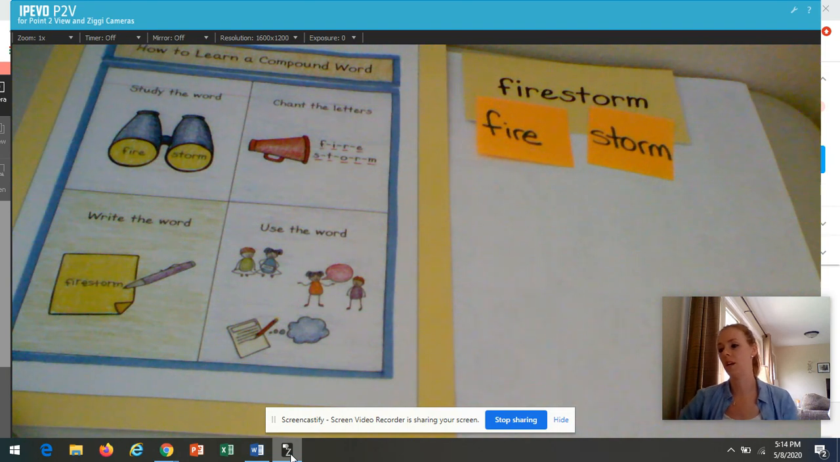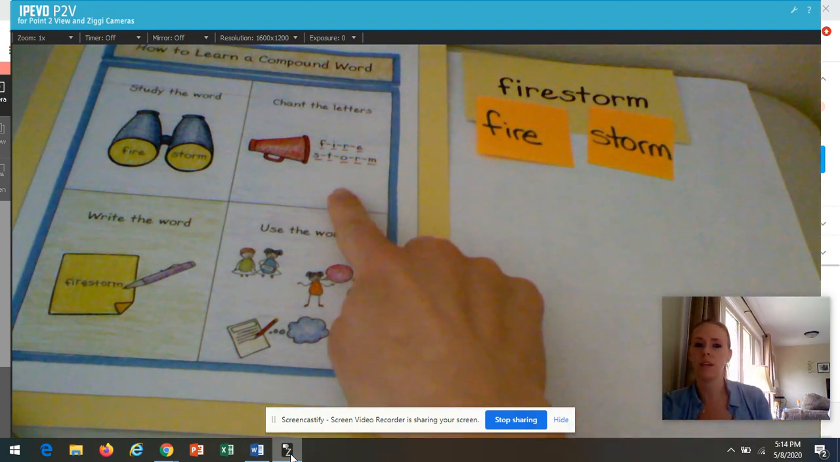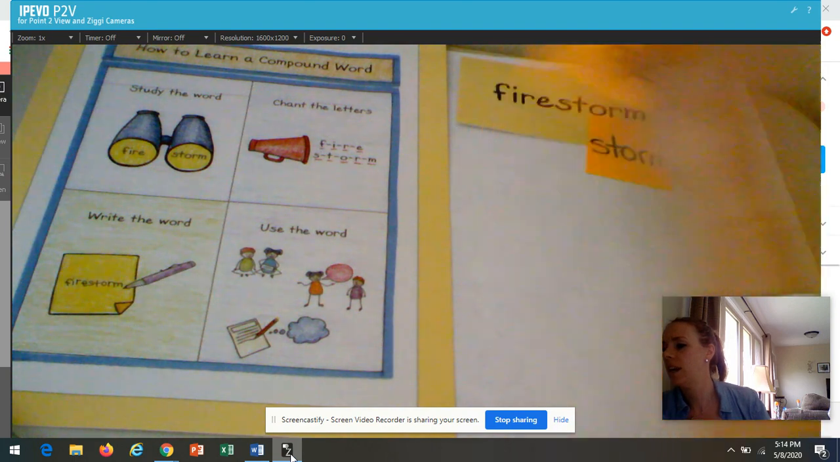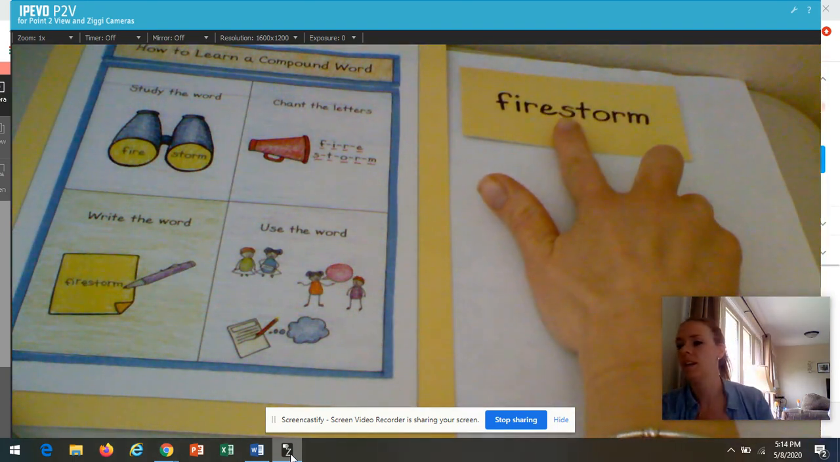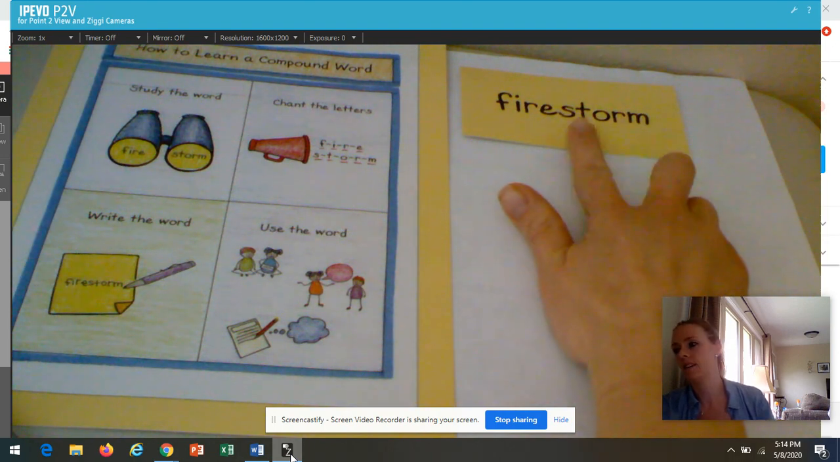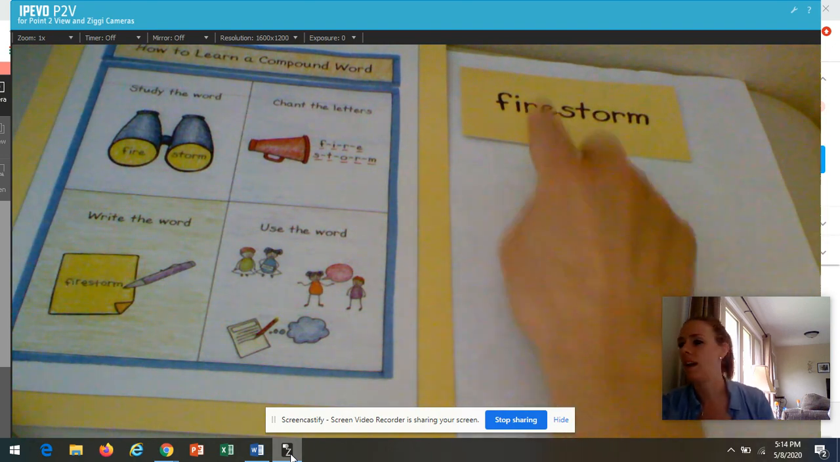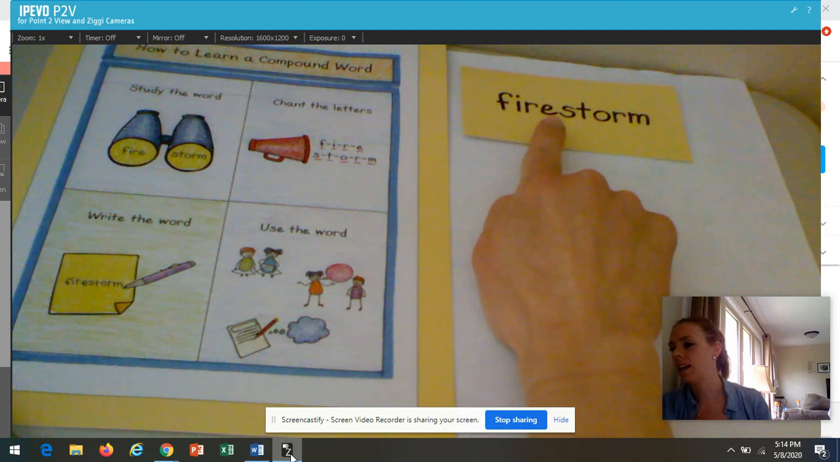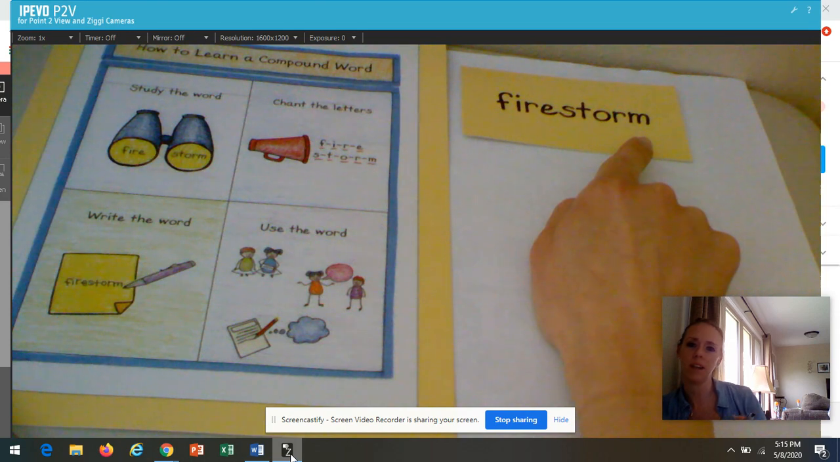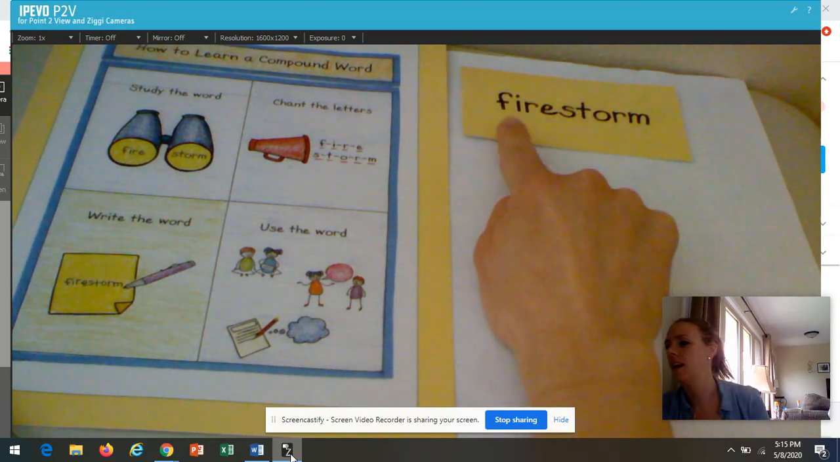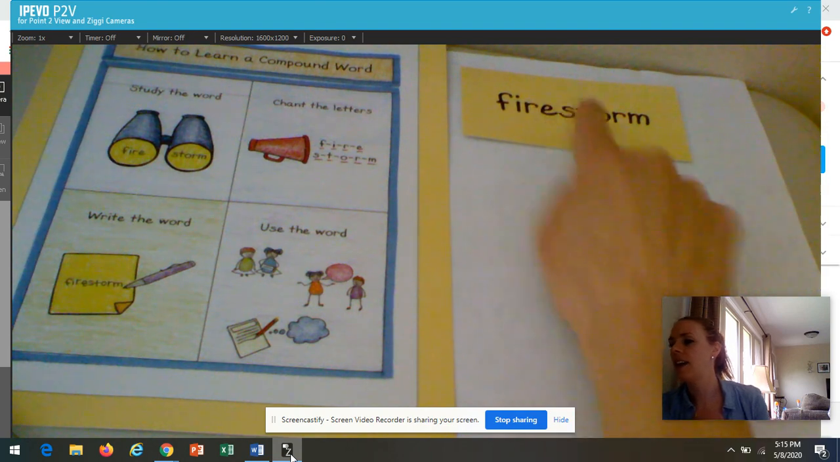So now I've studied the word, and the next thing I'm going to do is I'm going to chant the letters. Now, when I chant the letters, I'm going to kind of stop after the first word and then start chanting the next letters in the next word. So listen how I do that. Firestorm. Do you notice how I put that little pause in there? It's just kind of a nice way to make this easier. So when you do write it, you're thinking about those two separate words. Let me do that one again. Firestorm.